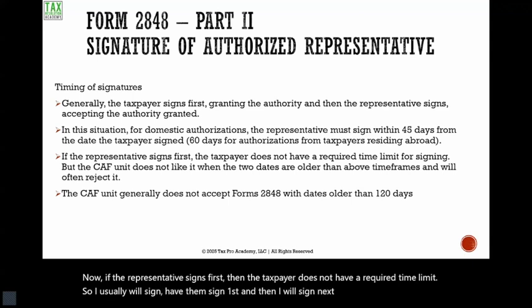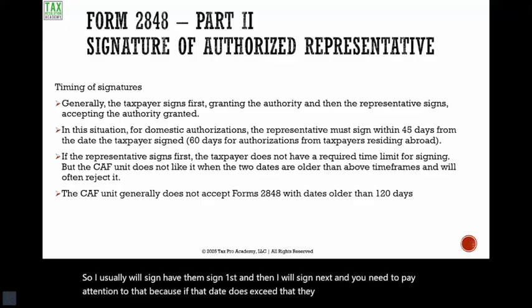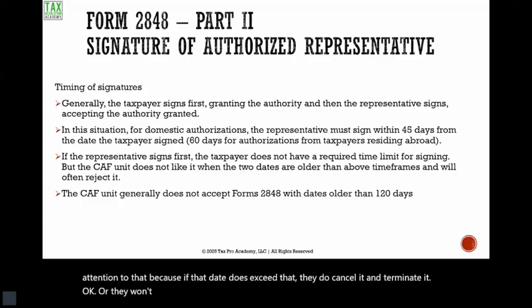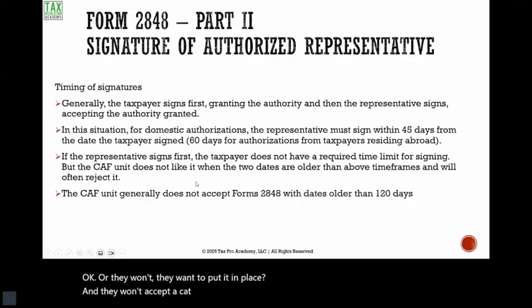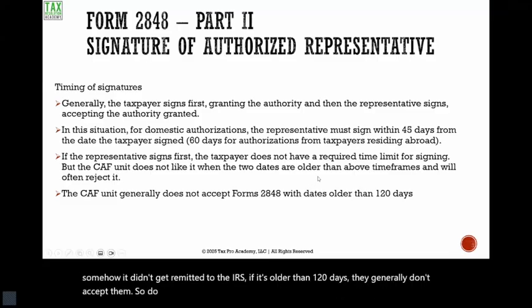And you need to pay attention to that, because if that date does exceed that, they do cancel it and terminate it, or they won't put it in place. And they won't accept a stale one. So if for whatever reason you received a power of attorney and somehow it didn't get remitted to the IRS, if it's older than 120 days, they generally don't accept them. So do pay attention to that.